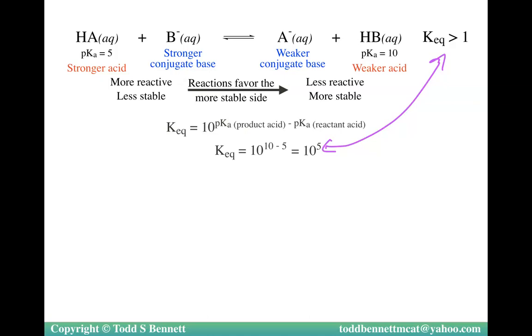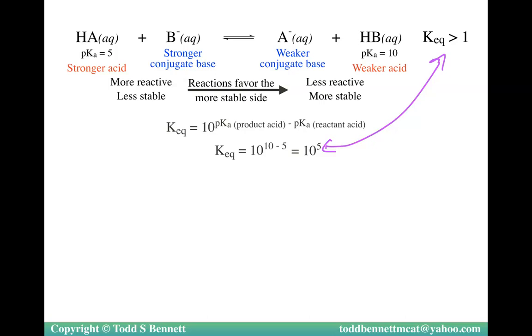If you want to blindly do math, because math is what you like, the math will tell you the result, and it's good. Or if you want to do intuition, stronger and weaker: stronger is more reactive, less stable. Weaker is less reactive and more stable. It's going to move from less stable to more stable, so you can predict it's favorable in the forward direction. K-equilibrium is greater than 1. Both of these methods work. Both these are perfectly valid.